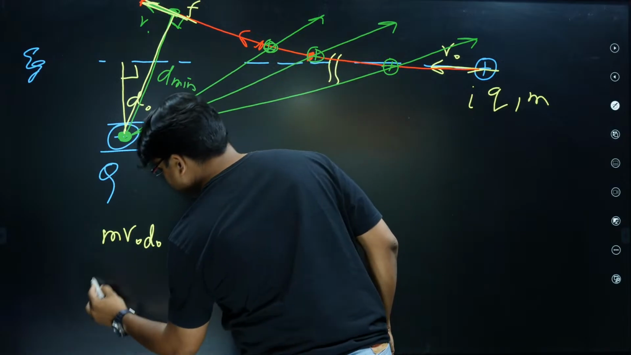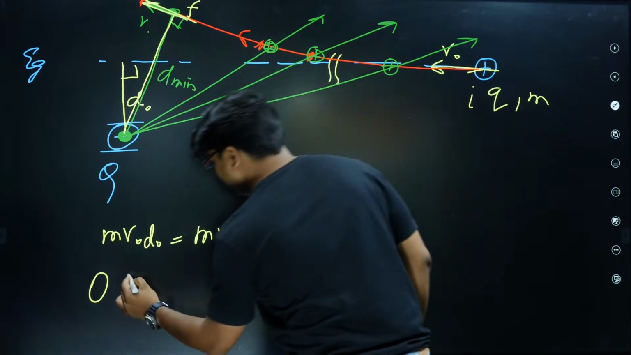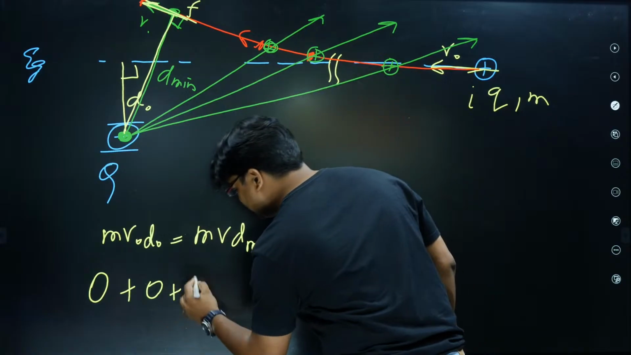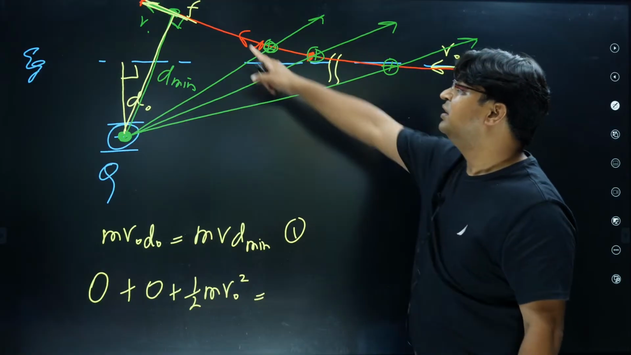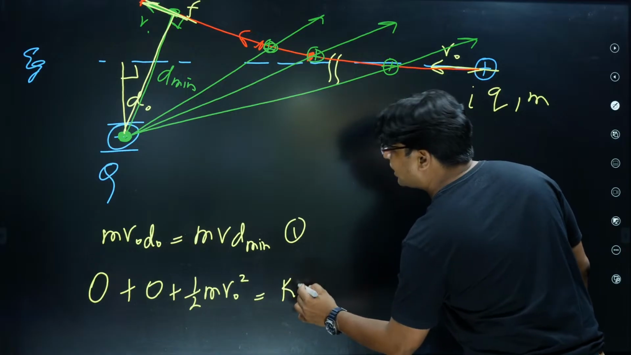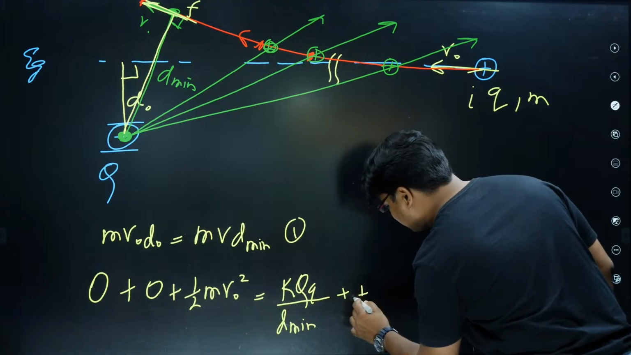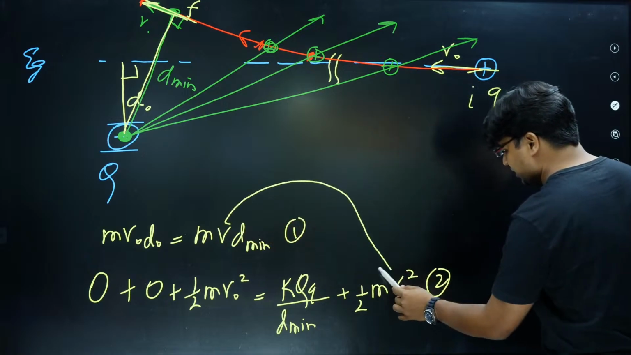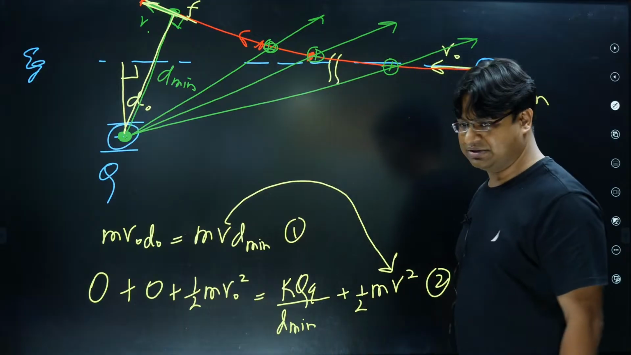So initially, work external is zero because the external force is there, but that force is not doing any work. U initial is zero because the separation was large. K initial was definitely there, so initially we provided some energy to the particle. Final potential energy: now the distance is finite, so there will be a potential energy, and that would be K capital Q small q by d minimum. And then what was the final kinetic energy? It would be half m v square. So you substitute the value of v from here to here, and then you solve for d minimum. That will give you the minimum distance between the two particles.